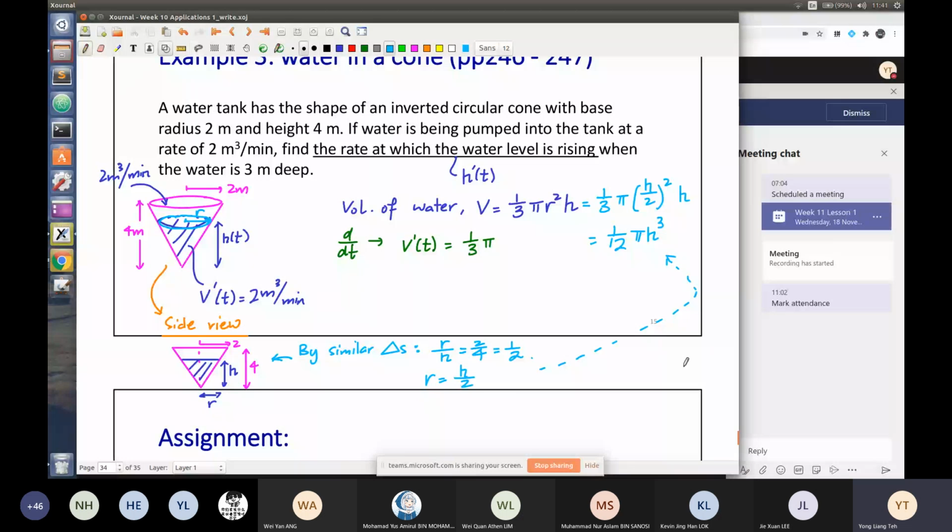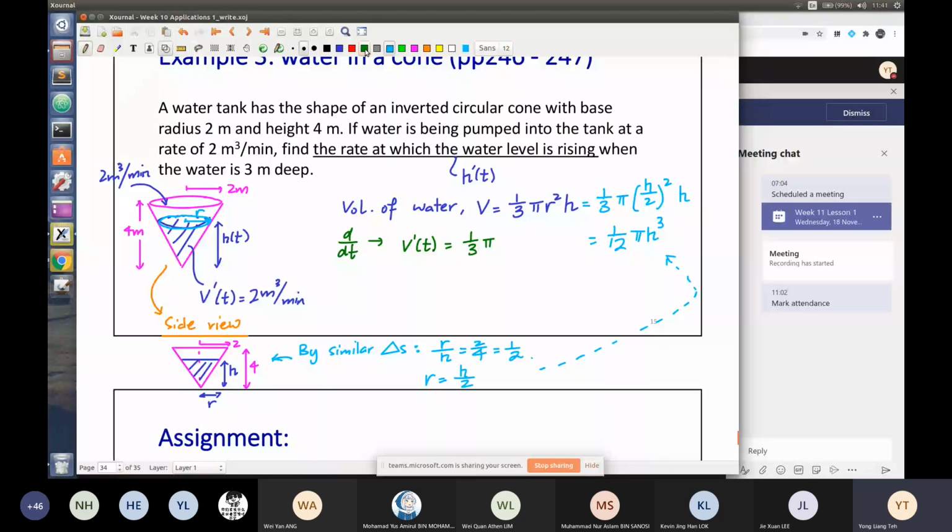Is that all right? The purpose of doing so is, of course, to get an expression for V in terms of h, because my objective is to get h prime. To cut the story short, I want to get rid of this r here. So that's one way. Maybe I'll show you another way later on, whereby you can use the product rule and get your dr/dt as well. Multiple ways to do it.